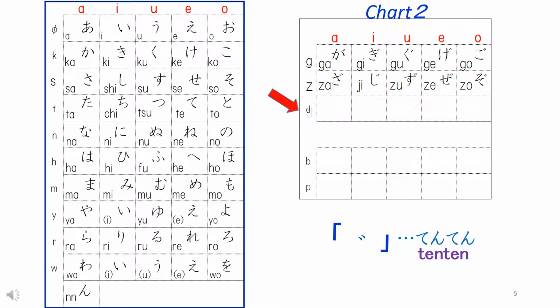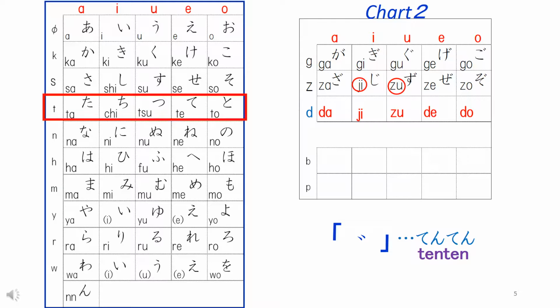Next, d, d. Da, and the next one is not d, but ji. It is the same sound as ji. And the next one is not du, but zu. It is the same sound as zu. And de, do. The hiragana are da, ji, zu, de, do.